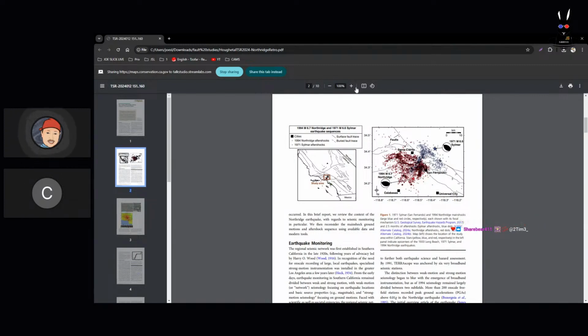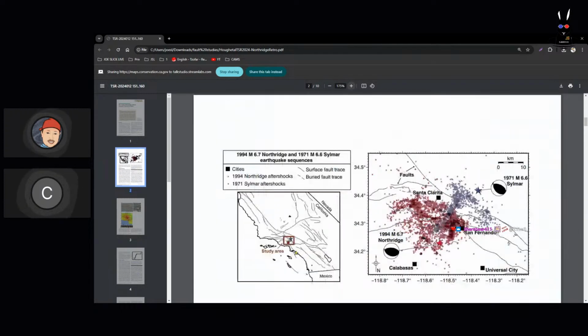All right, so these are the sequences that you're talking about. Yeah, zoom in. It shows the Sylmar quake aftershocks in black, and Northridge in red. Okay, yeah, you can see the Sylmar going northwest to southeast. It looks like two faults on that one. Yeah. The Northridge quake.